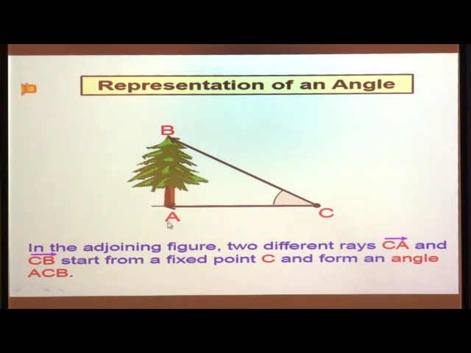And this forms an angle ACB, where the fixed point is C. So C should be written in the middle. This angle is named as angle ACB. It can also be named as angle BCA. So this is the representation of an angle. When two rays start at a fixed point, the starting point is called C and the angle is formed there.